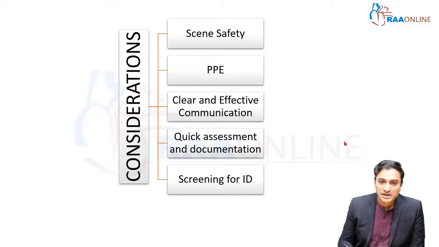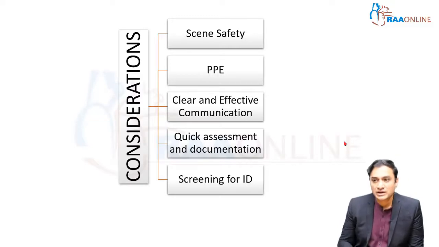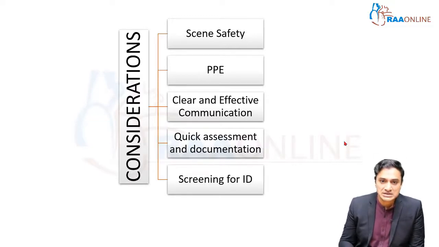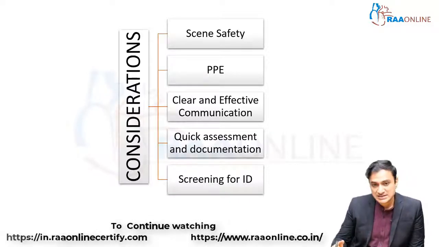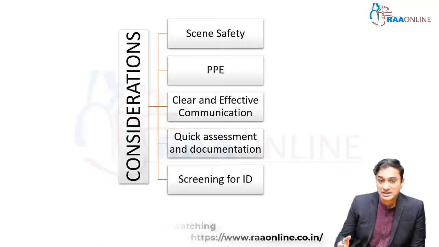The next point will be quick assessment and documentation. Triaging is in no way a complete primary assessment of a patient. It is a quick examination so we know who the sick patients are and can see to it that they get the fastest and most effective treatment. So quick assessment is the emphasis point here, and as always, documentation is equally important. And last will be screening for infectious diseases. Patients always have to be screened for infectious diseases before triaging can begin.